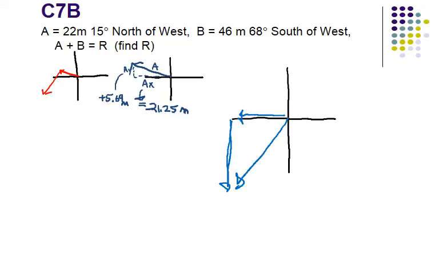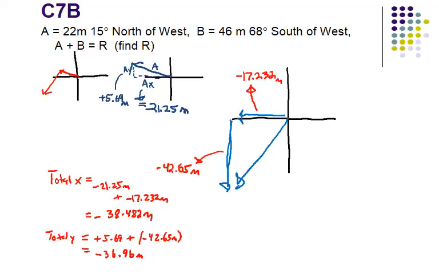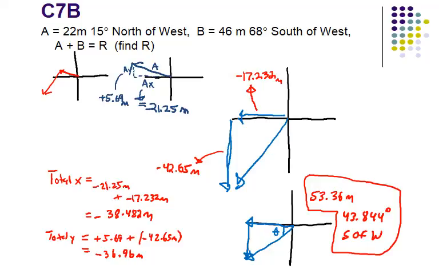All right, so the second vector should be negative 17.2 and negative 42.65. We'll get our total x, negative 21.25 plus negative 17.23 for a total of negative 38.48. And then our total y, positive 5.69 plus negative 42.65. And then we get our resultant to the left 38, down 36.96. Should get a resultant of 53.36 meters, 43 degrees south of west, or this would be, what would that be? 46.2, I believe, west of south.